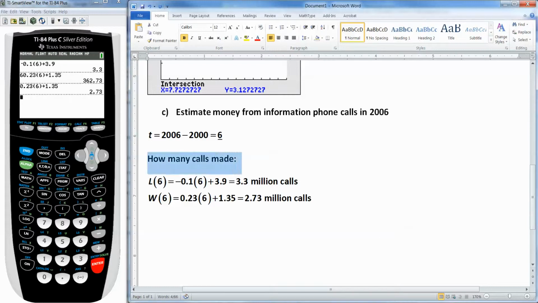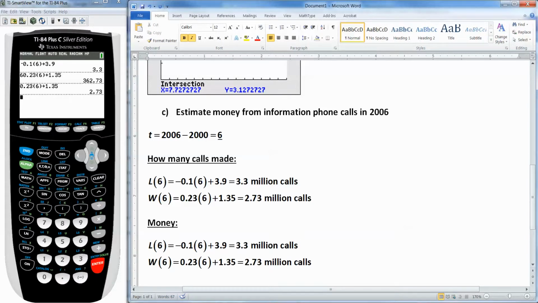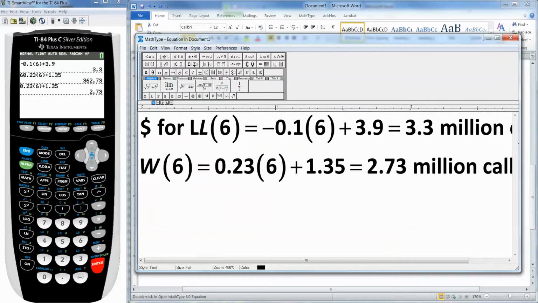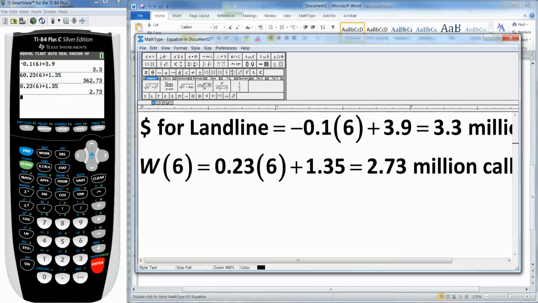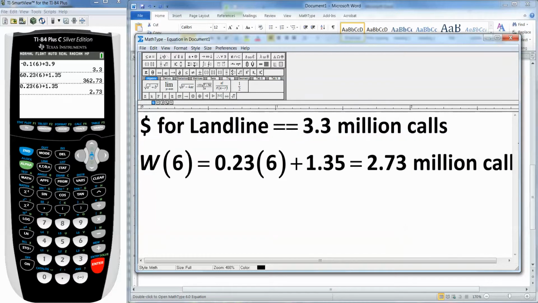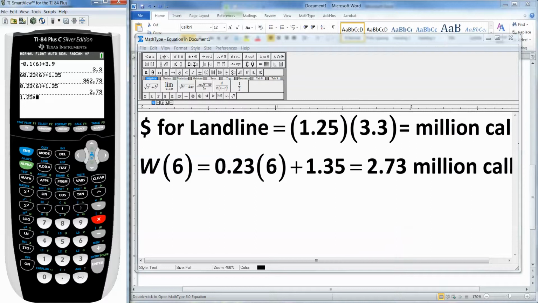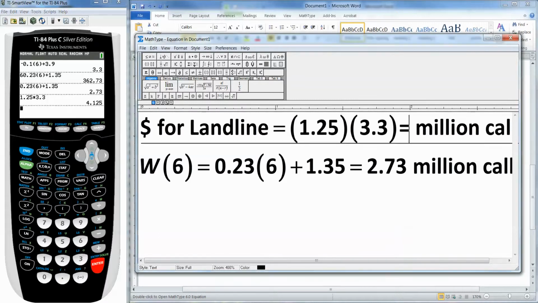I still need to know the money from it. Okay, so that's my next calculation. So they were making $1.25 for landline calls, and then $1.50 for cellular calls, wireless calls. All right, so let's see here. So the landline money is going to be 3.3 million times $1.25 a call. You can just do 3.3 and then you're just going to put the million at the end of it. So we'll say 1.25 times 3.3. That's $4.125 million.